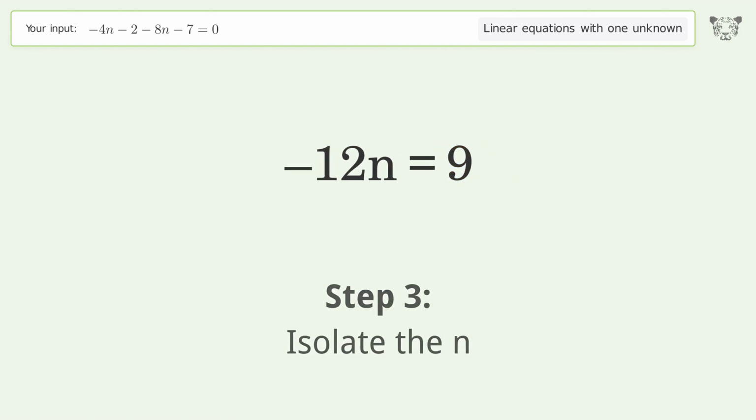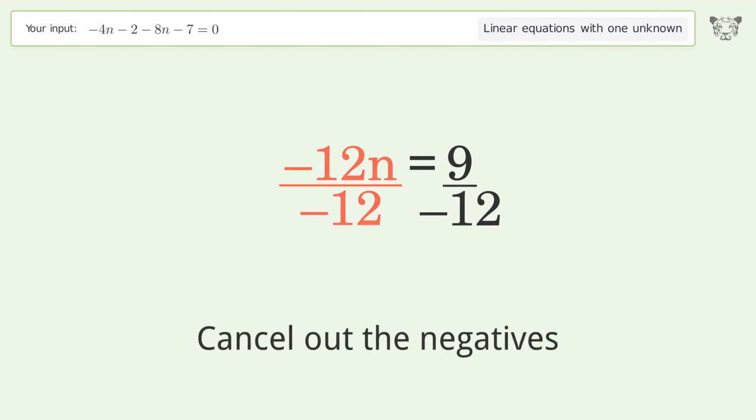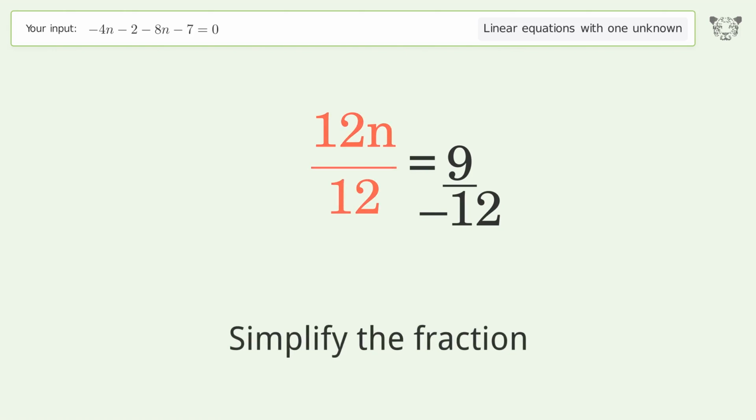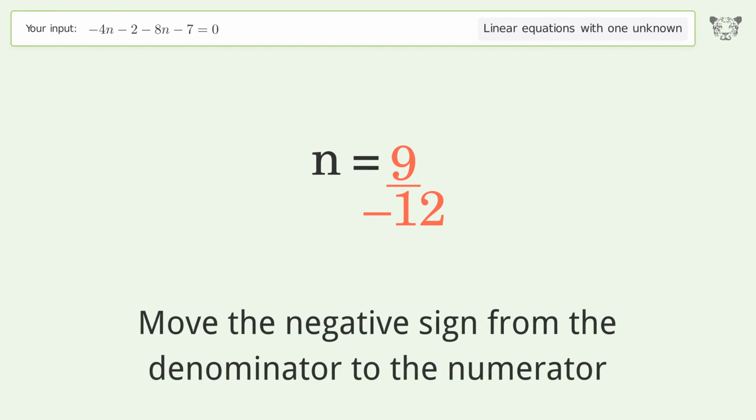Isolate the n. Divide both sides by -12. Cancel out the negatives. Simplify the fraction. Move the negative sign from the denominator to the numerator.